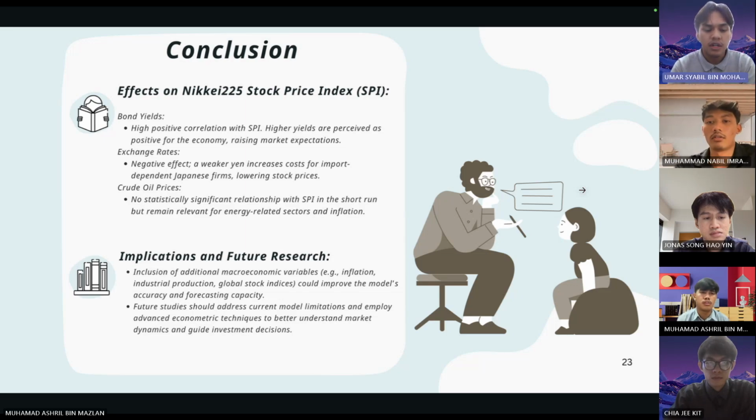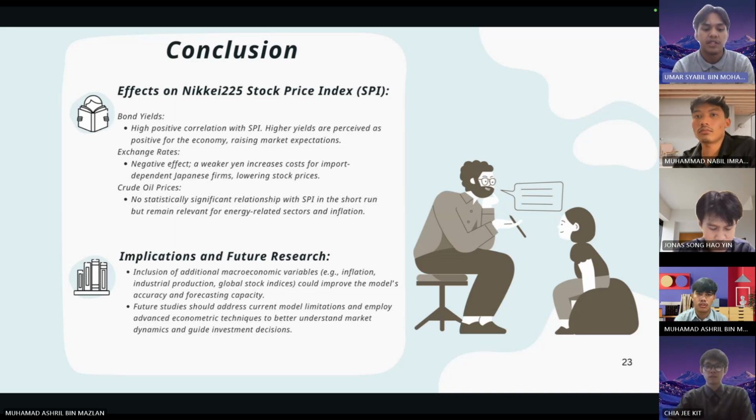So thank you, Nabil. To conclude our analysis of the Nikkei 225 stock price index, it reveals three key findings. In the bond yields, there is a high positive correlation between bond yield and the stock price index. Higher yields are perceived as a sign of economic strength, which boosts investor confidence and raises market expectations.